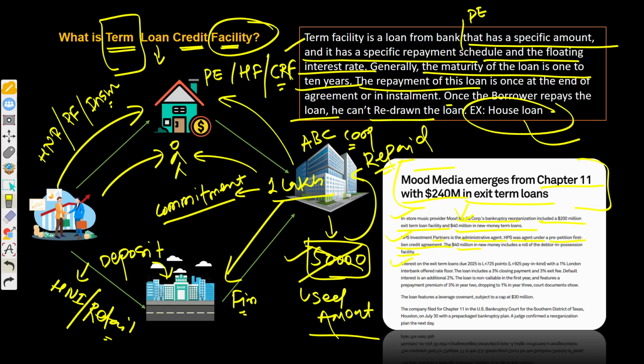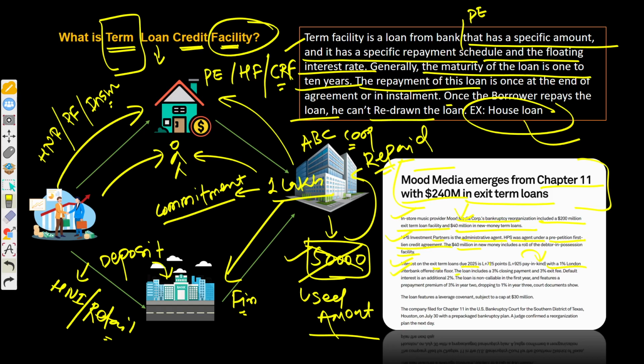But if you see other terms, when I was talking about terms, now here you can relate: interest on the exit term loan due 2025 is L plus 725. It means basically LIBOR plus an interest payment. All right. Pay in kind means they can pay at the time of maturity, or they can compound it. And then with a 1% London interbank offer rate. But now you can guess, we don't have LIBOR anymore, so what do we have? You can try to post your answer in the comment section. That will help you prepare for an interview.